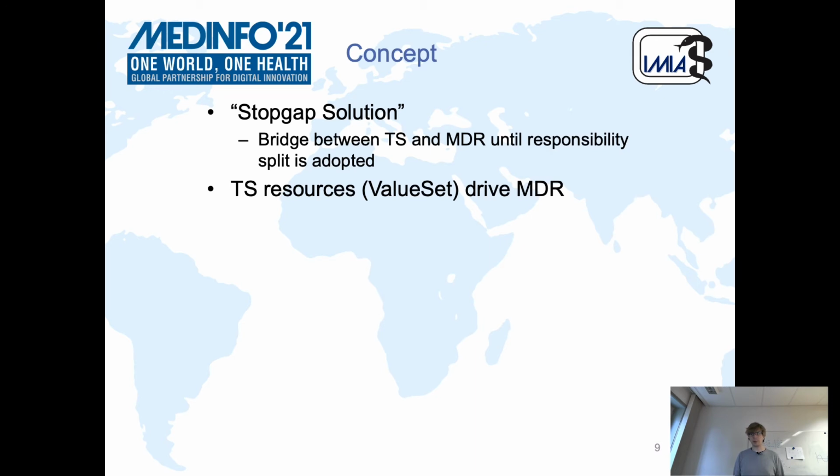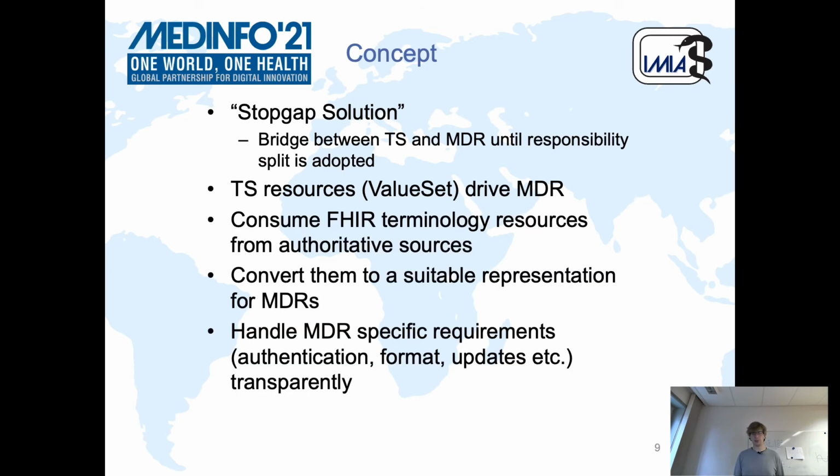So to address this problem, until this responsibility split is supported by the MDR implementations on the market, we propose a stopgap solution that bridges between the two systems until we can go where we want to be. So we propose that terminology server resources, namely value sets, but also to some extent code systems, drive definitions in the MDR and drive the creation of catalogs or concept systems in MDRs. So that would mean that we have to take in FHIR resources from somewhere, and we have to convert them somehow to a suitable representation for the MDR that we want the resources to be provisioned in. And in the process, we have to handle the requirements of the MDR systems transparently, so that authentication, for example, is handled by our system.